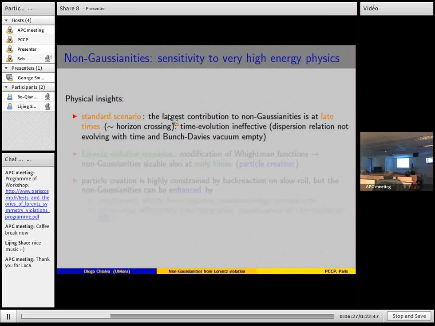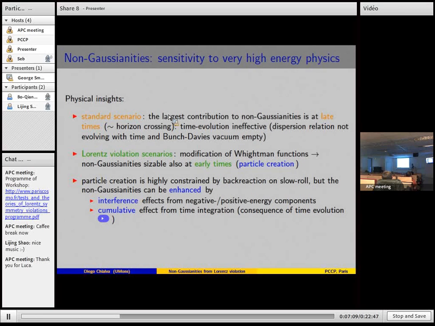Then it appears that the non-Gaussianities peak only at very late times, near horizon crossing, not before. So all the period of integration from the initial time until the very end is completely immaterial. It's only the very last part that counts something. And that basically tells you why the non-Gaussianities are very small. What happens when I have Lorentz-violation scenarios and non-adiabatic dispersion relations? Well, then the modification of the Wightman function works in a way that non-Gaussianities are sizable also much earlier. So I have to cover the whole integral in a sizable way.